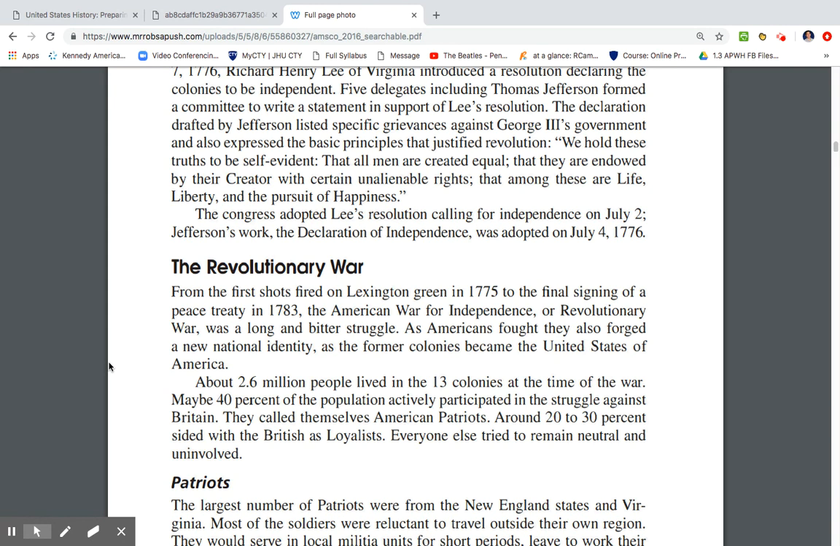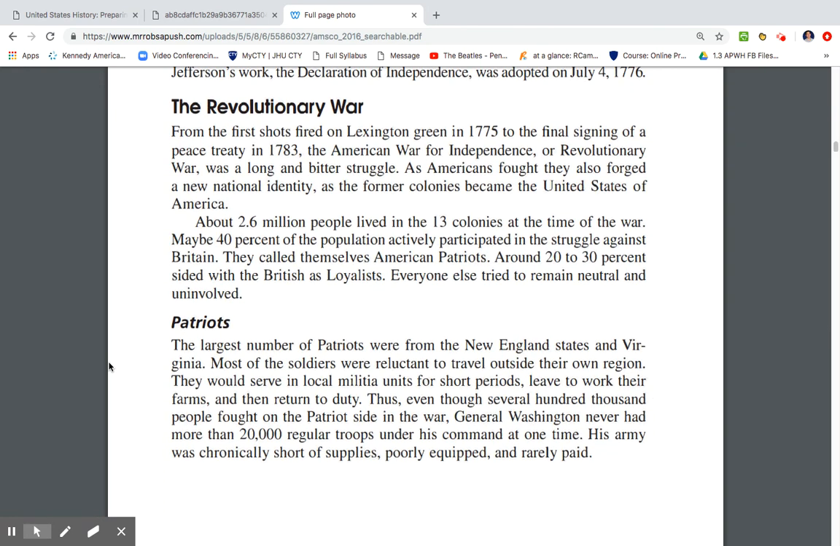About 2.6 million people lived in the 13 colonies at the time of war. Maybe 40% of the people actively participated in the struggle against Britain. They called themselves patriots. Around 20 to 30% sided with the British. They were loyalists. Everyone else tried to remain neutral and uninvolved. So keep those numbers in mind. America's very divided. Let's talk about who these patriots are.